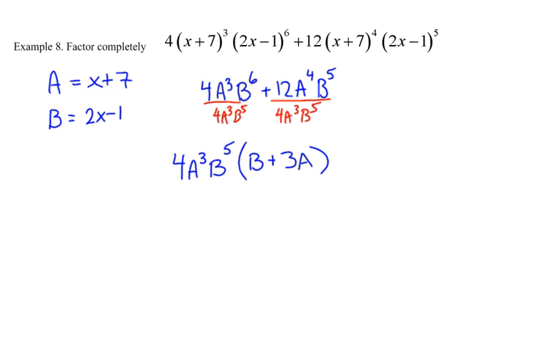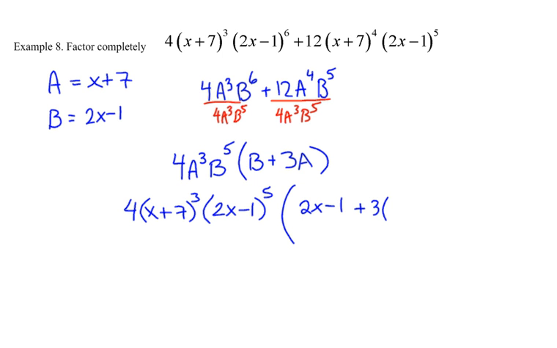Okay, so now what do we do? We sub. There's nothing left to do, so now we have to sub. There's no more simplification I can do. So now we sub it back. So A was X plus 7. B was 2X minus 1. And then here we have B plus 3 times A. So B, 2X minus 1, plus 3 times X plus 7.